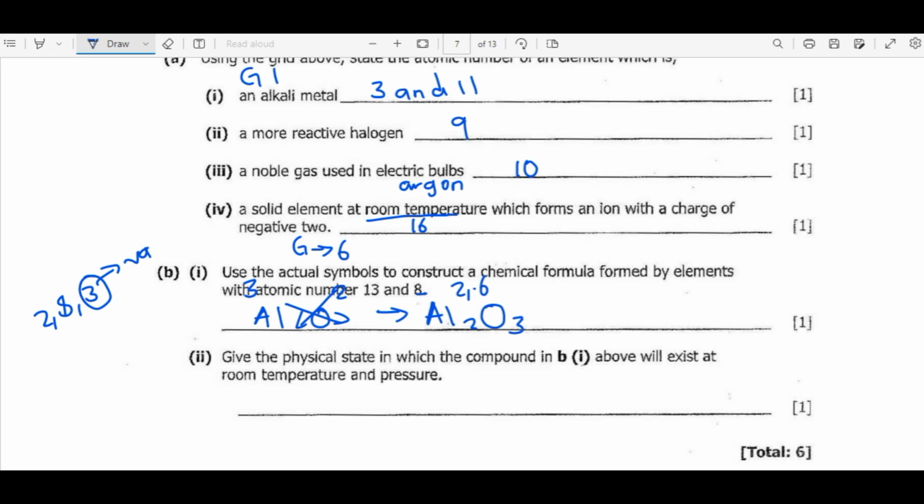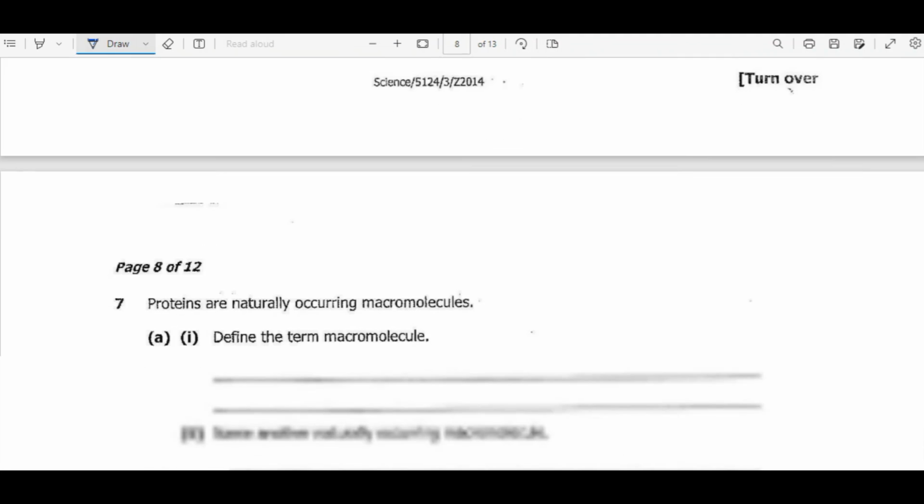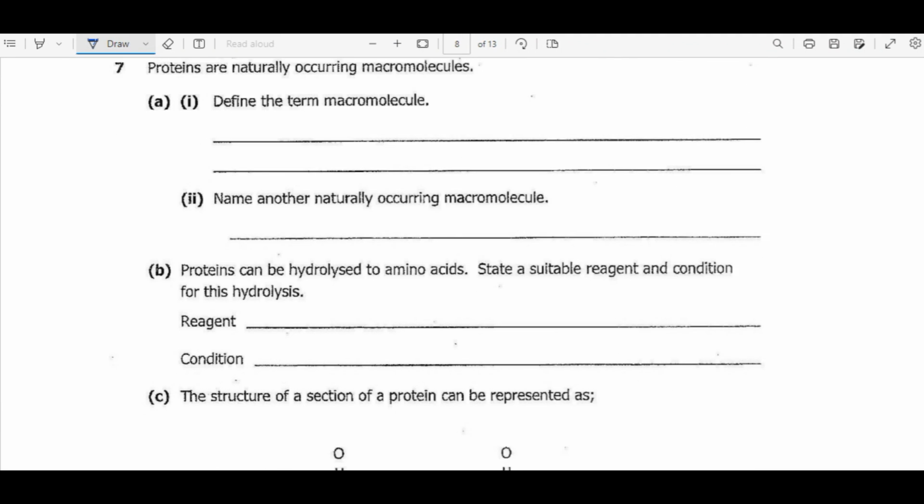Then for Roman number 2, give the physical state in which the compound in B1 above will exist at room temperature and pressure. So this is same as the ionic compounds, solid at RTP. They only become ions whenever dissolved in water.